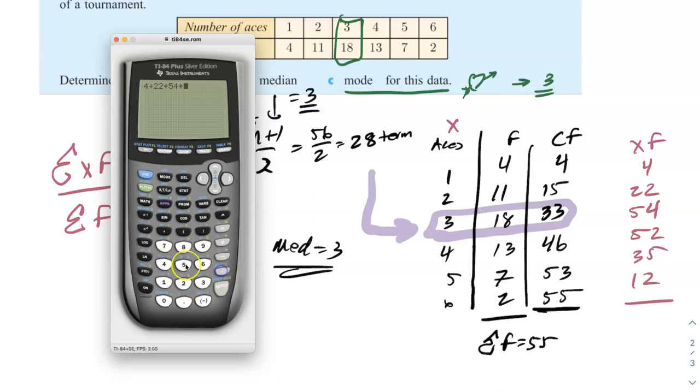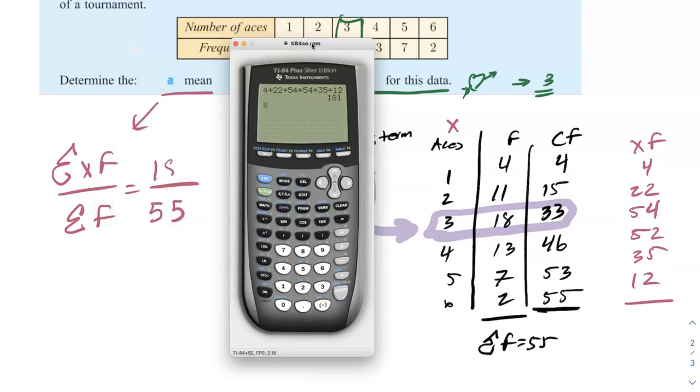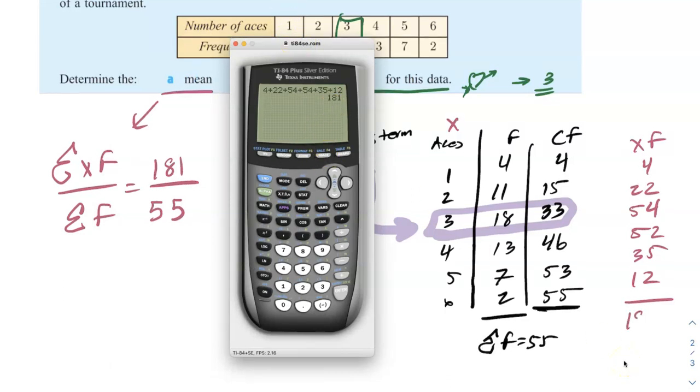And as long as I didn't mess up my multiplication, which would be embarrassing, I should be okay. I'm going to do some of the calculator later, so I don't want to go back and rewrite this. So hopefully I didn't mess up. Otherwise, I'm going to be very embarrassed. So I get 181 is my total sum, like my total value of all this, right? My x's times my f's. How many total of these things do I have? I have 55. Then you divide it by 55, and we get 3.29. So that is my mean.